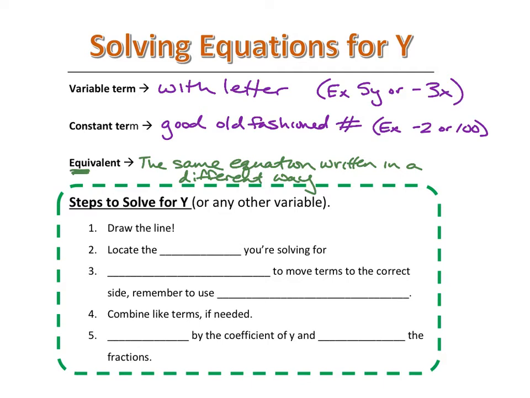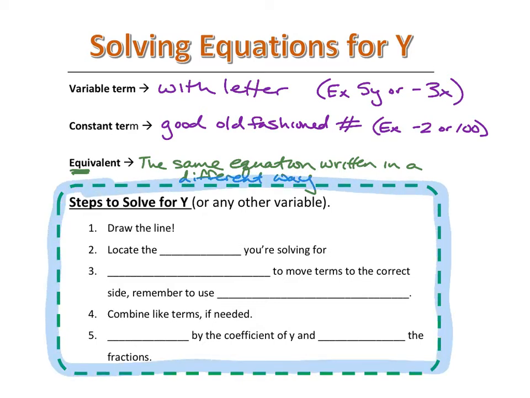The steps for solving for y are below. If you have a highlighter or something like that, I would highlight these steps as we go through them because these are super important to know for today. So the first step is that we need to draw the line down the center of the equal sign, and then we're going to locate the variable that we're solving for.